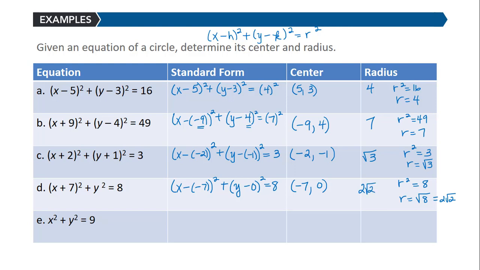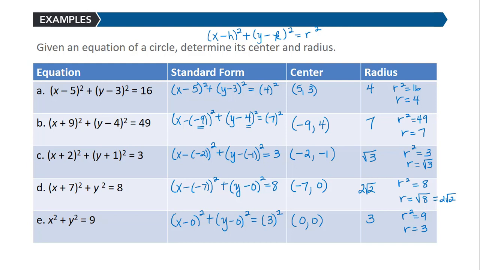x squared plus y squared equals 9 can be written as x minus 0 squared plus y minus 0 squared is equal to 3 squared. So the center is at the origin, 0, 0, and the radius is 3, again, because r squared is 9. So r is the square root of 9, or 3.